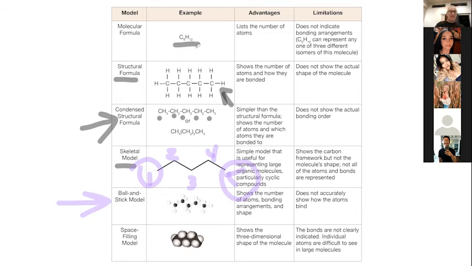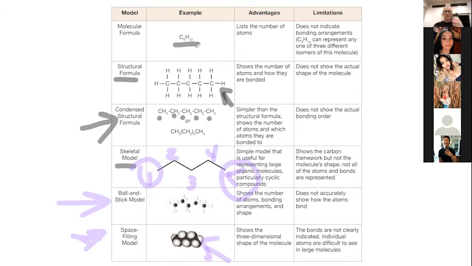And then last, the space filling model shows you the 3-dimensional shape. It doesn't show you the bonds because we don't really see the bonds in a molecule. We just see the atoms. We don't see the electrons. They're way too small. We just see how the atoms are arranged. And that's what the space filling model is. It gives you the overall shape of the molecule without seeing the bonds.